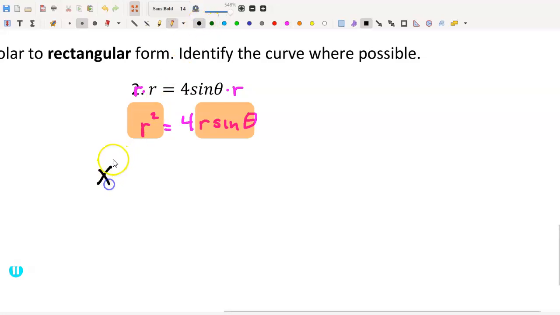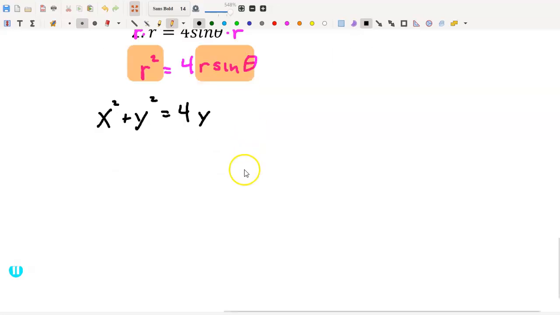So now we got x squared plus y squared equals 4 times r sine theta. Just think of sine and y, they're synonymous with one another, so don't mix those up. And for now, we could leave our answer like this.